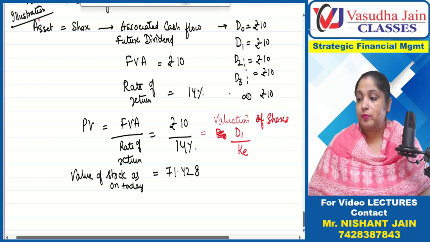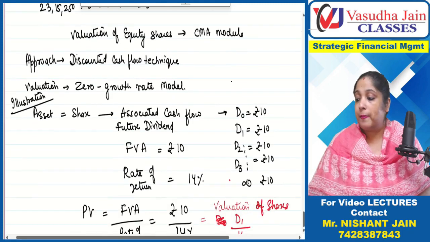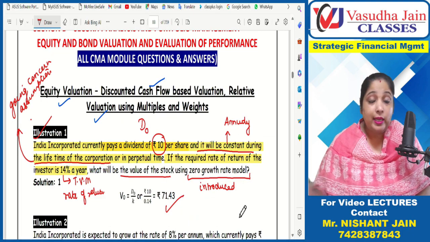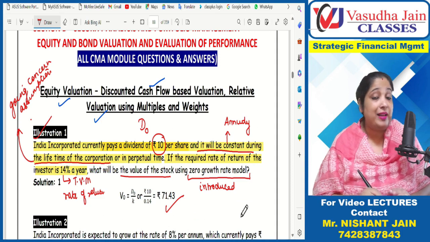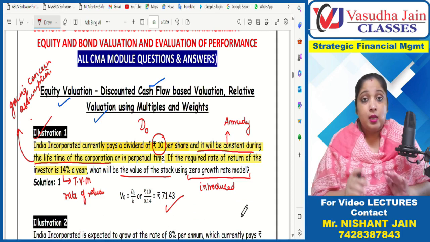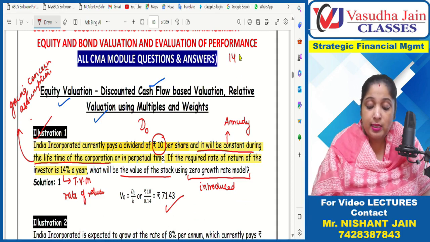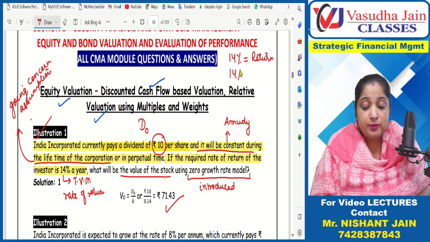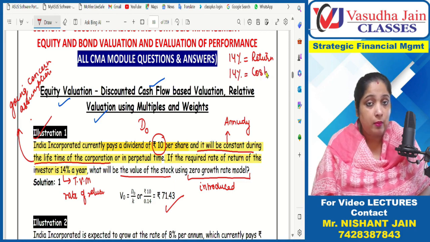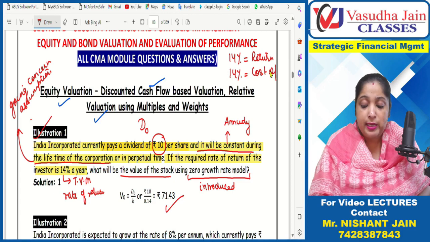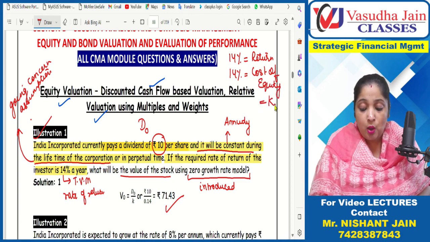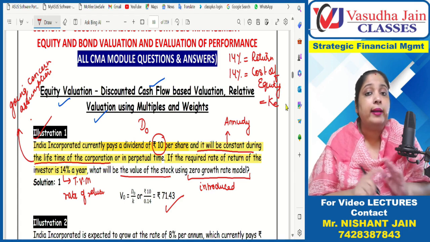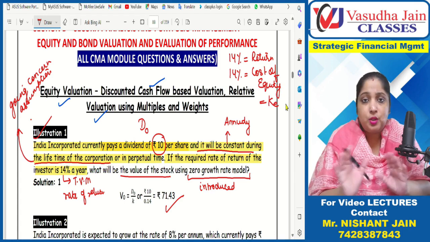See, this 14% is the rate of return the investor expects from the company. This 14% is the return for the investor, but who is giving you this return? The company. So for the company, this 14% is a cost to them because of the equity shareholder. So basically for them it is cost of equity. You can say it is KE also, cost of equity, which you have studied at inter level also. Much detail is not required.